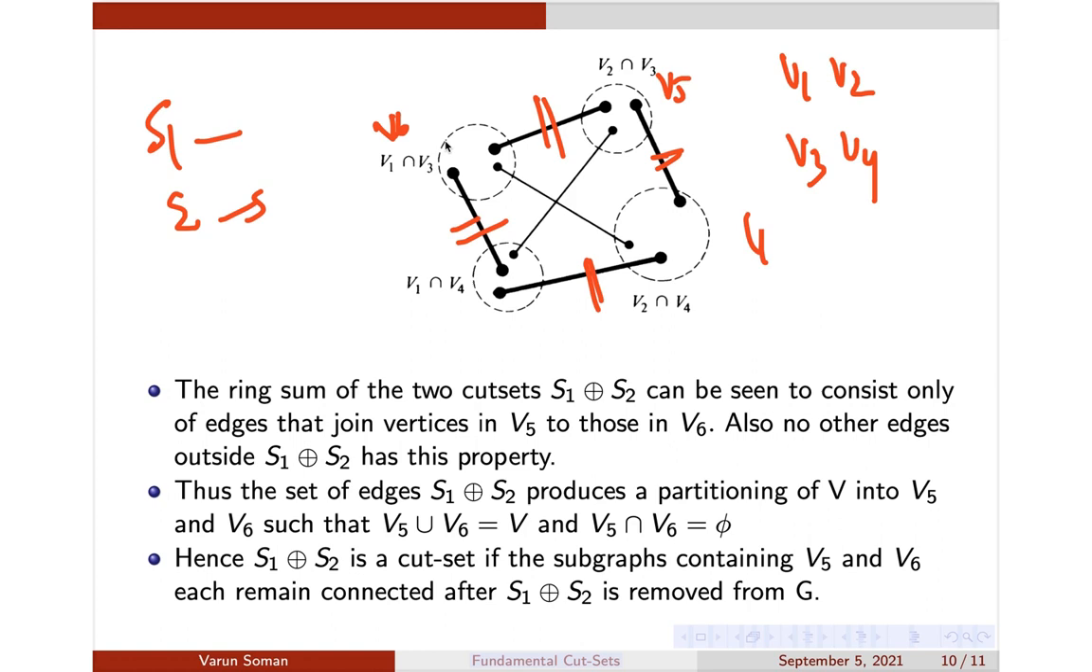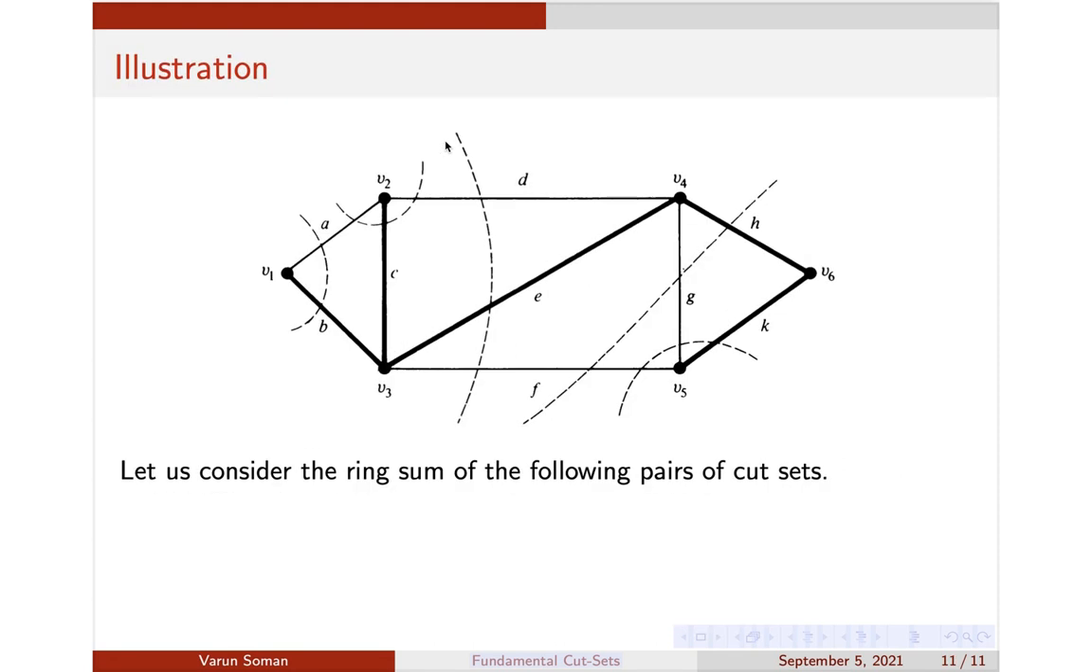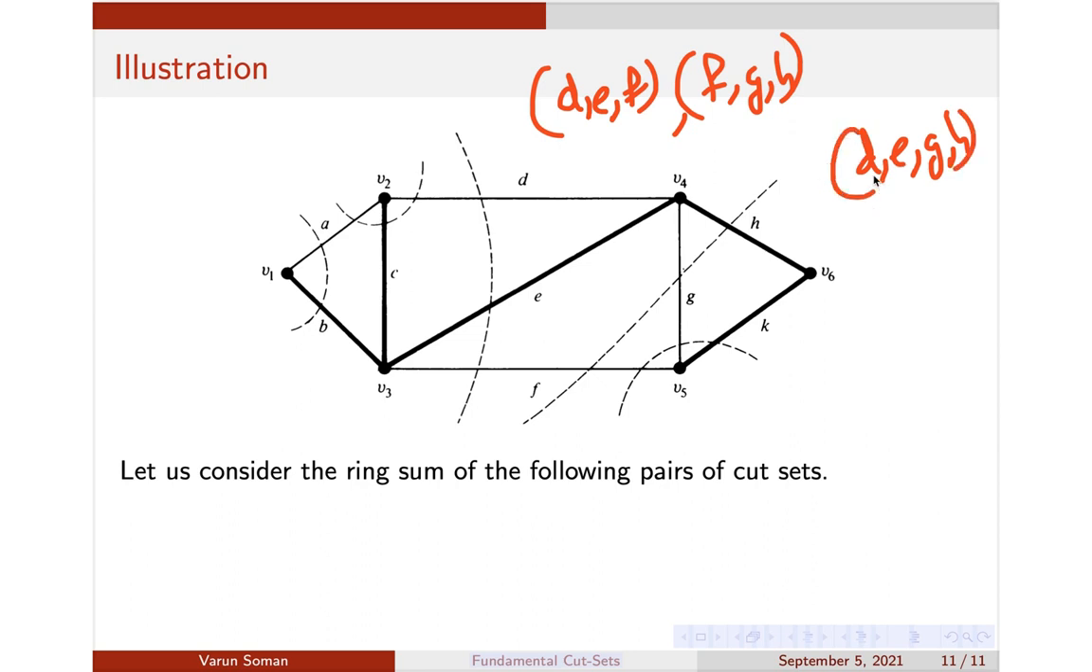Now let us look at the illustrations. In this graph, let us look at some cut sets. Suppose first I am taking D, E and F. So my cut set is D, E and F. Suppose my other cut set is F, G and H. So these are two cut sets, and let us look at their ring sum. What is the ring sum of them? It will contain simply D, E, G, H.